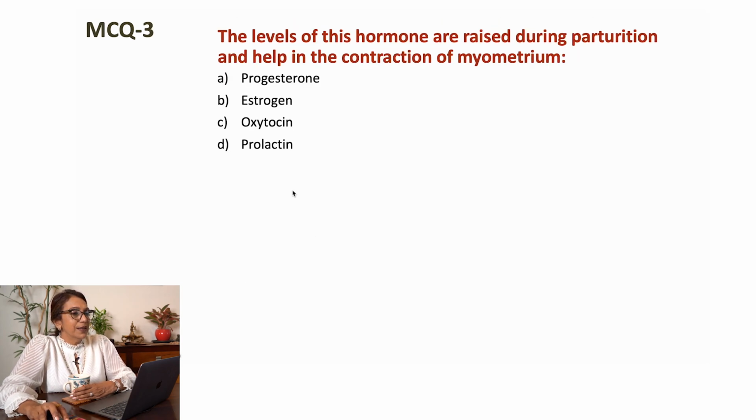MCQ 3. The levels of this hormone are raised during parturition and help in contraction of myometrium. Is it progesterone, estrogen, oxytocin? Okay, stop. I think it is oxytocin. It is oxytocin that causes uterine muscular contractions. So, prolactin is involved in breast milk secretion. So, answer is C. Yes, it is oxytocin.